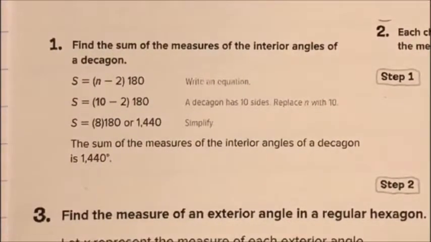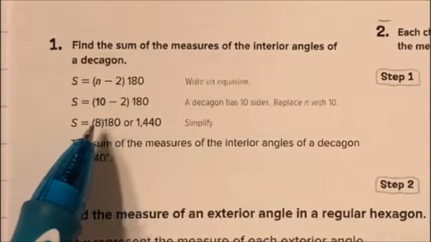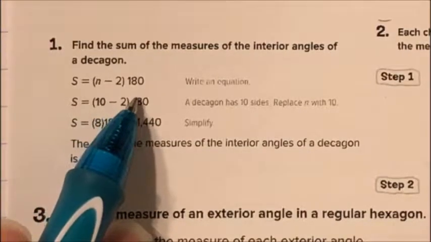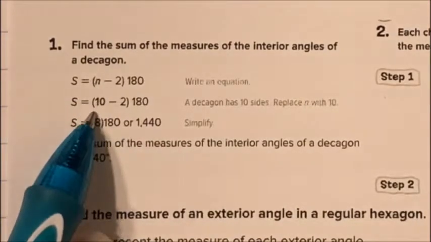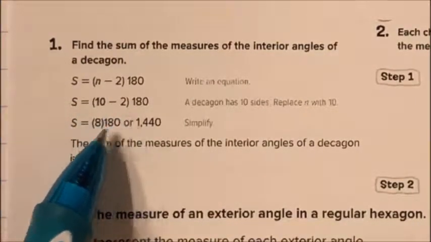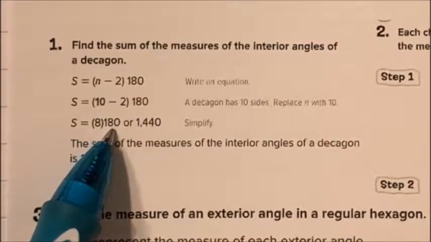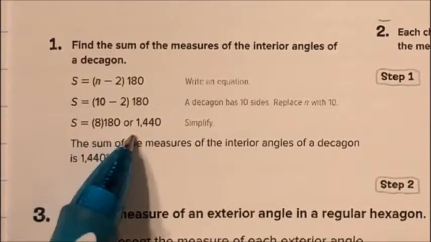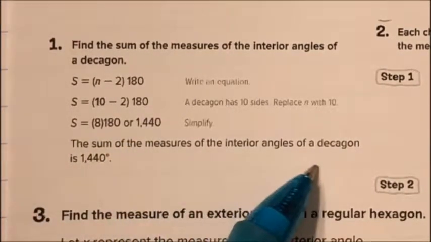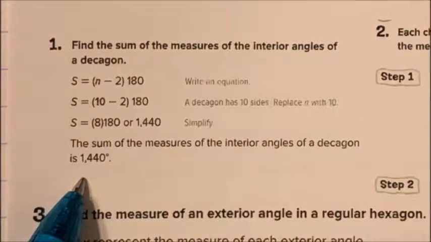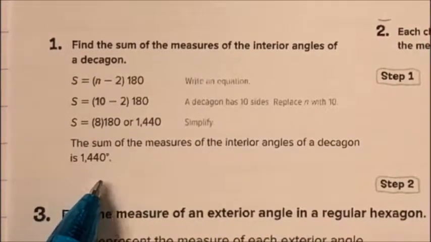Example 1 says, find the sum of the measures of the interior angles of a decagon. Okay, a decagon has 10 sides. So I'm going to use the formula, S equals n minus 2 times 180. My n, the number of sides, is 10, so I substitute it in. 10 minus 2 is 8, and I multiply that times 180, which gives me 1,440. So the sum of the measures of the interior angles of a decagon is 1,440 degrees.